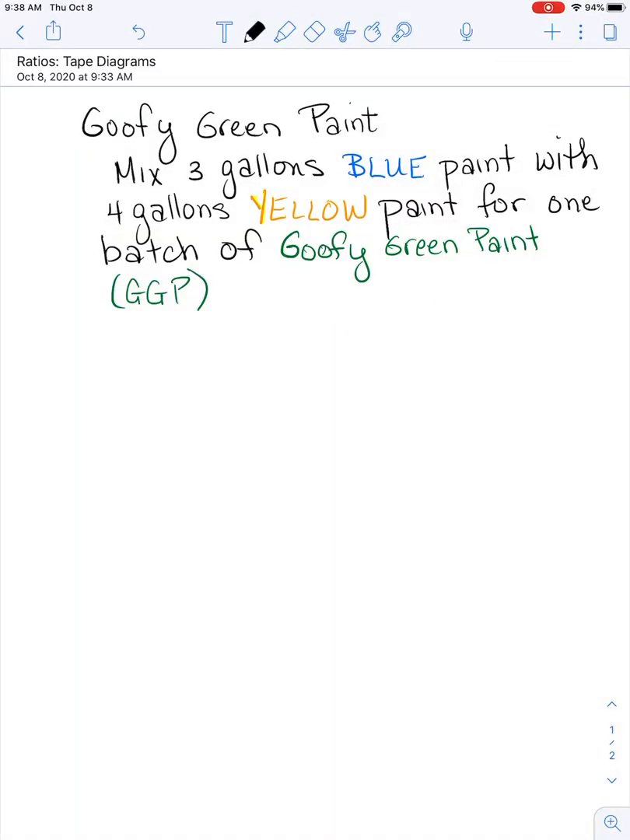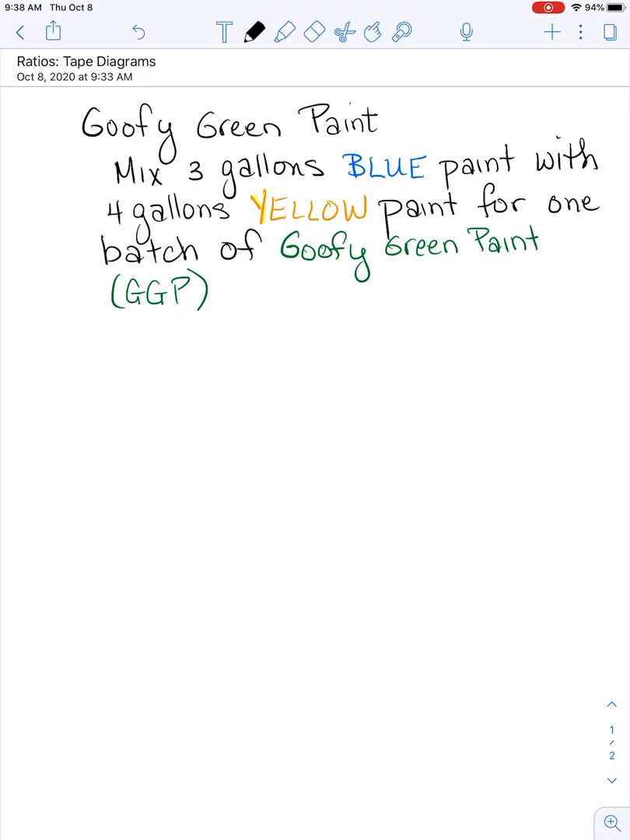Today we're going to use a strategy technique called tape diagrams to solve a ratio problem. And we can use tape diagrams to solve any kind of ratio problem. So today we're going to be making some green paint. And the name of the shade of green paint is Goofy Green Paint.